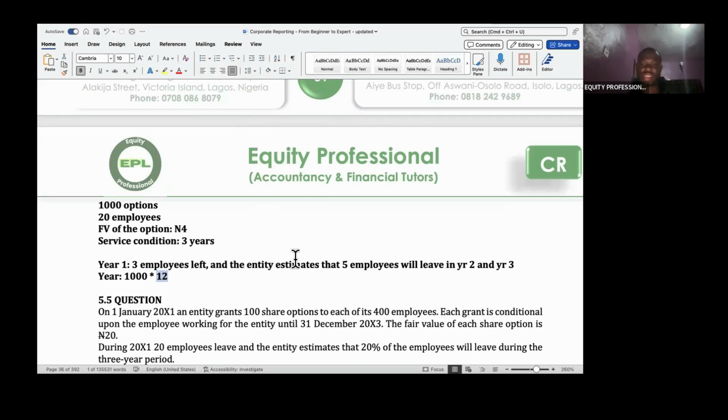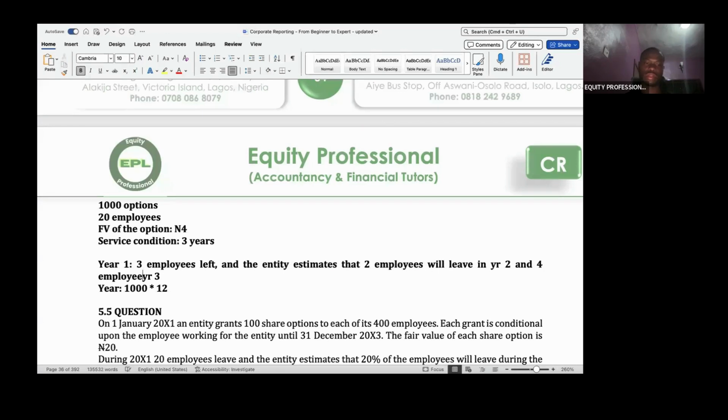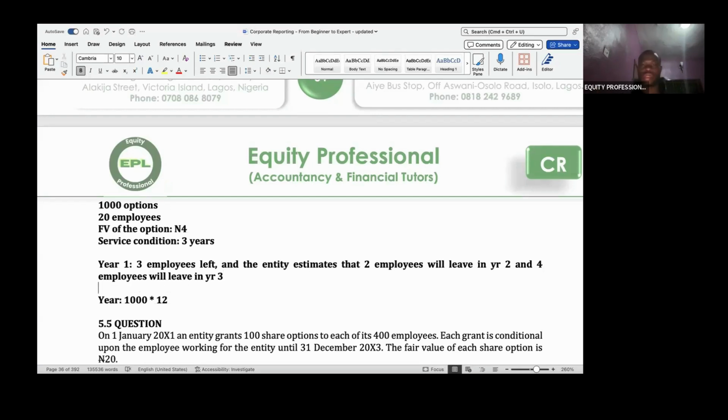So let's try another scenario. Again, let's say 3 employees left, and the entity estimates that 2 employees will leave in year 2, and 4 employees will leave in year 3. Okay, let's say they put it this way. So in year 1 now, how many employees will vest? So let's try this.